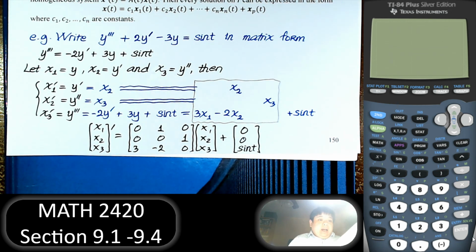Anyway, what we learned here is that we can write a linear differential equation, or a system of linear differential equations, in matrix form. And in the next section, we'll study what to do with the equation in matrix form. But I'm going to end the section here.